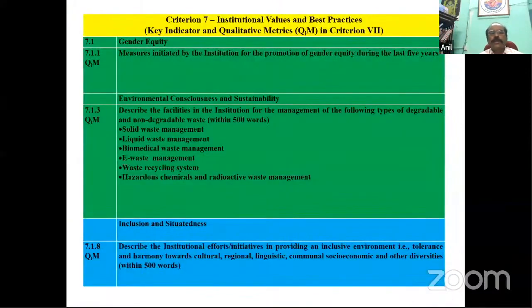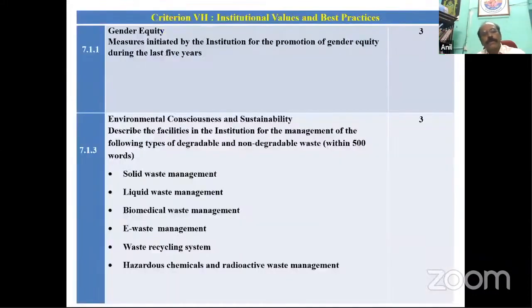Finally, institutional values and best practices. Again, this is very important and the crux of the problem. Many are losing score here. You have done everything, but you have to identify two very important best practices which are transforming the society, transforming the community. So you have to brainstorm those two best practices, and also brainstorm about the uniqueness or distinctiveness of the institution, where you can score better. Like this, you have to work on different criteria, particularly the QLM part, because there is scope for improvement in QLM where the peer team members can come and appreciate your institution.